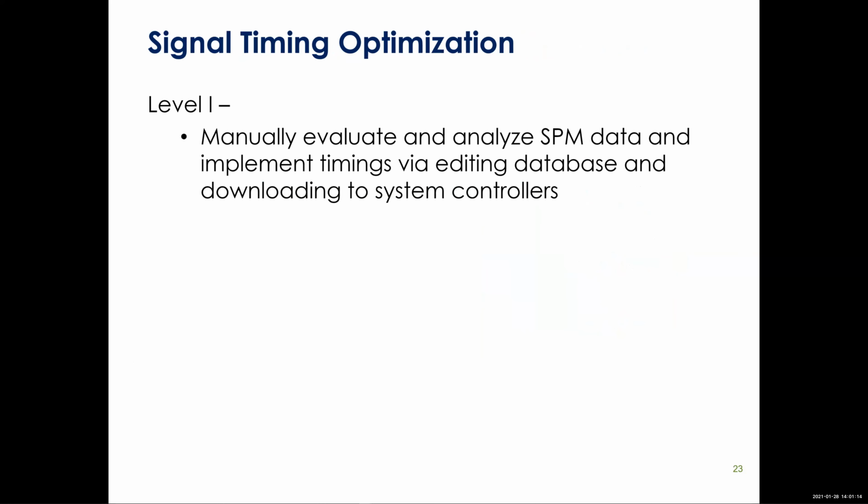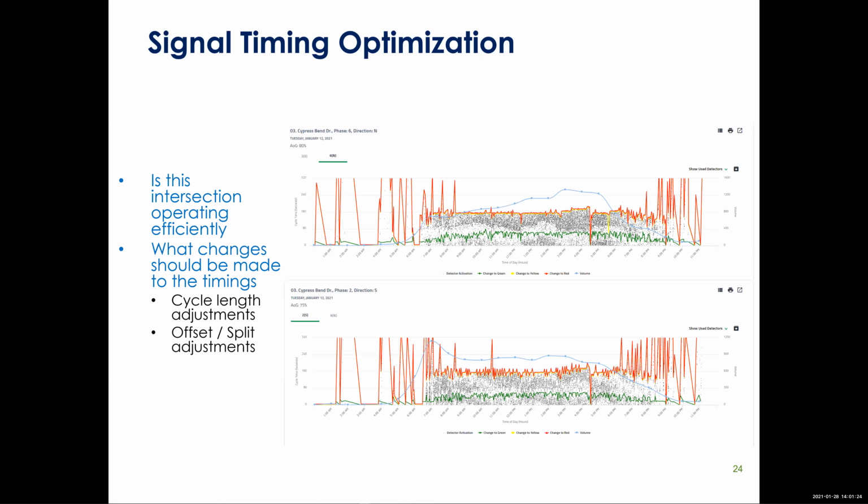So level 1, again, was a way to manually evaluate and analyze the signal performance measures just by looking at the reports. I hope everybody's had a chance to look at signal performance measures. This is the Purdue coordination diagram. This is one of the most visual and helpful tools that we've come up with.